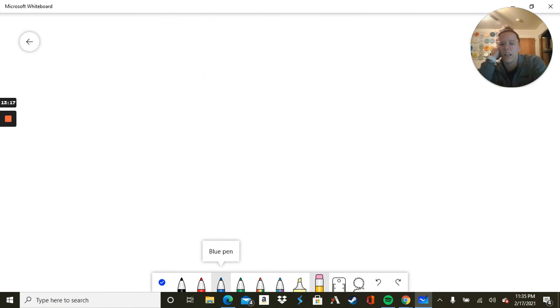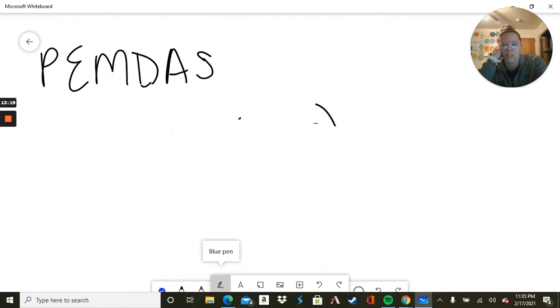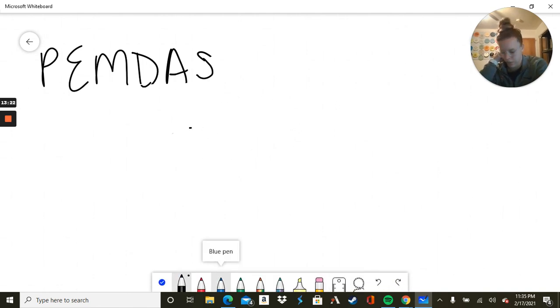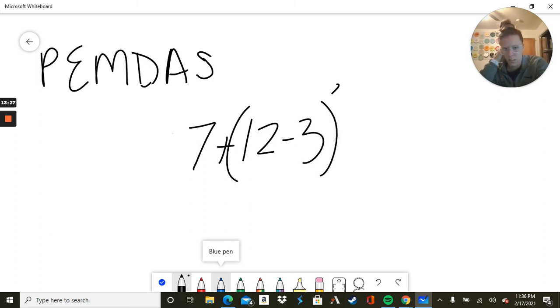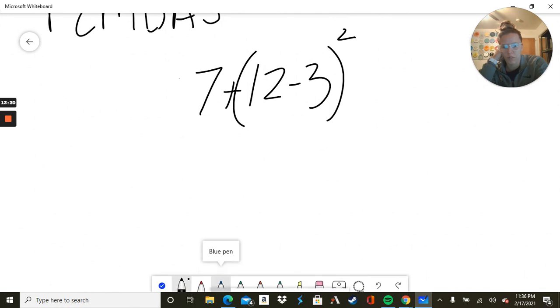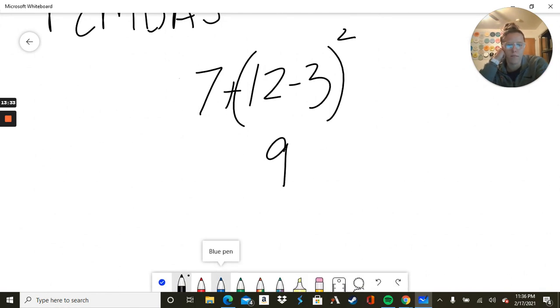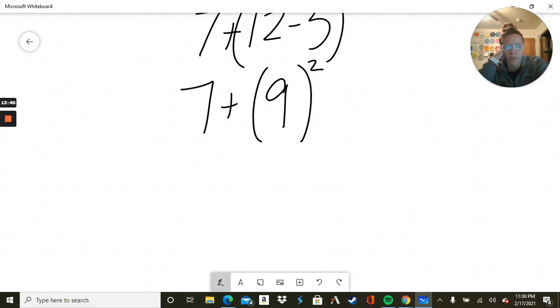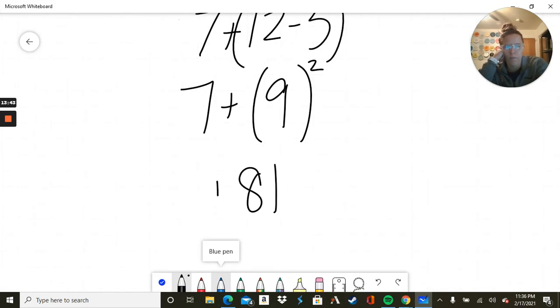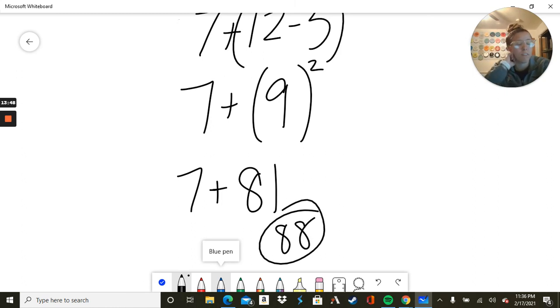Now, if we rewrite it with our exponent in a different spot, oops. So we do the parentheses first, which is now just subtraction. 12 minus 3 is 9. Okay, now we are going to use the exponent on the 9. So 9 times 9 is 81, plus 7 is 88. Pretty big difference in numbers, okay? So it's very important that you do follow the order of operations because you can get different answers.